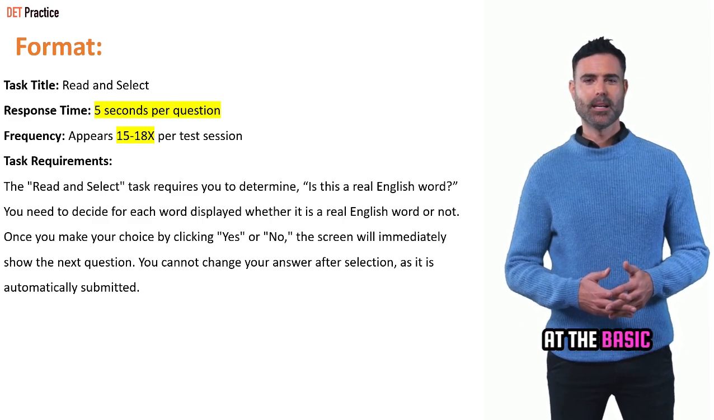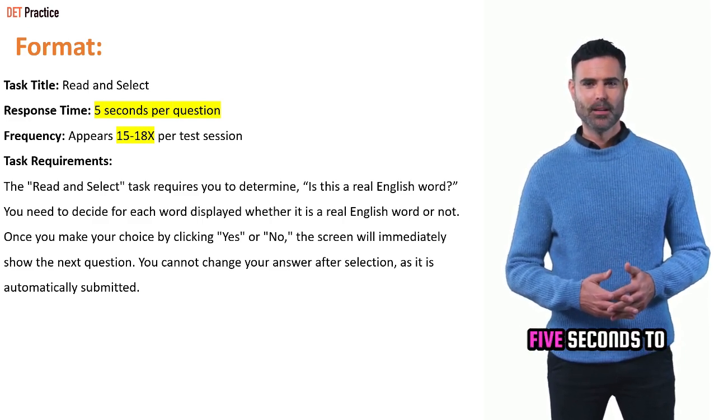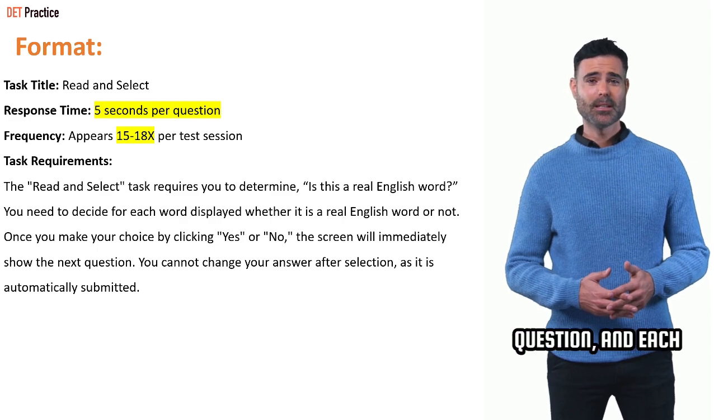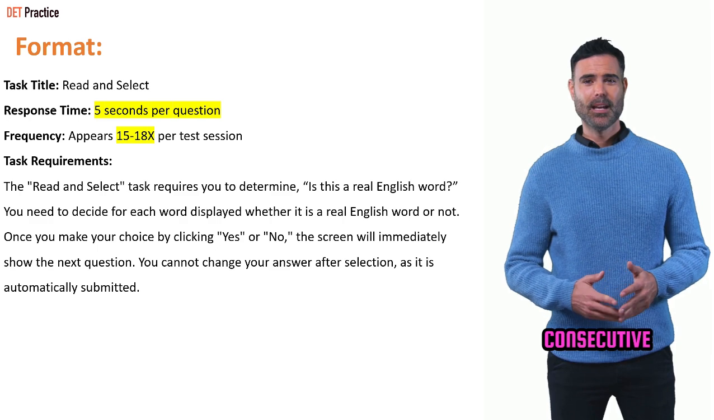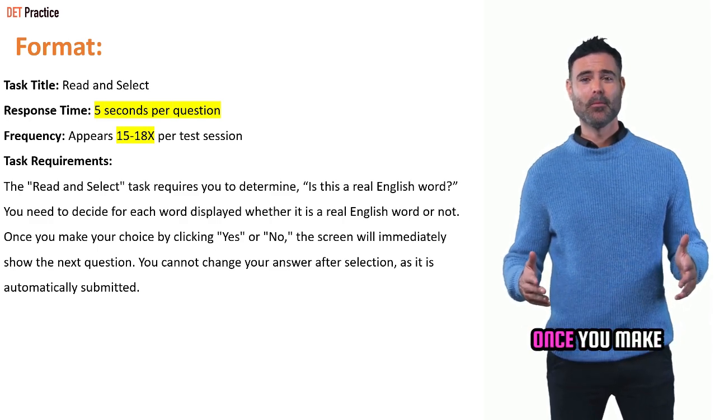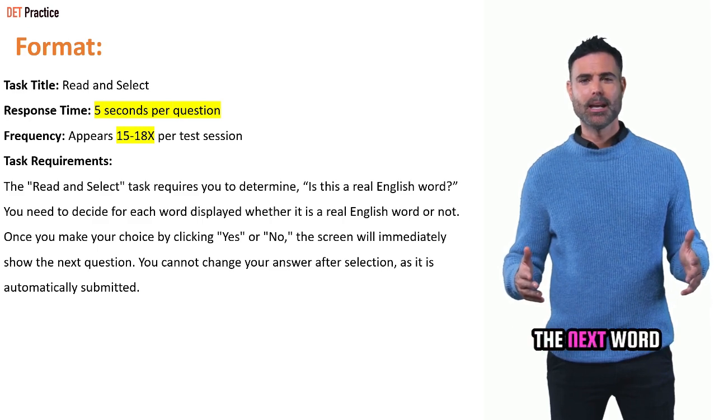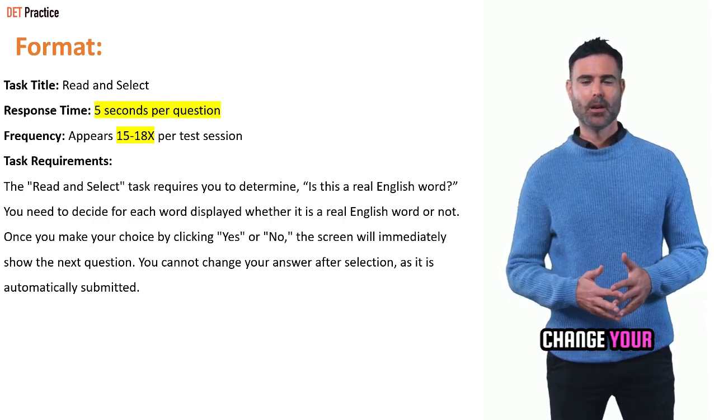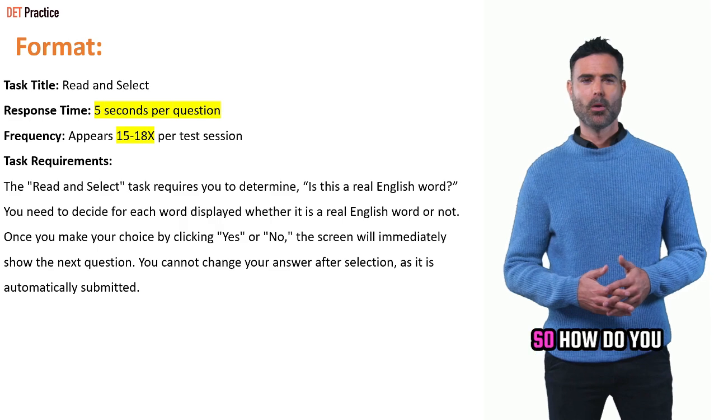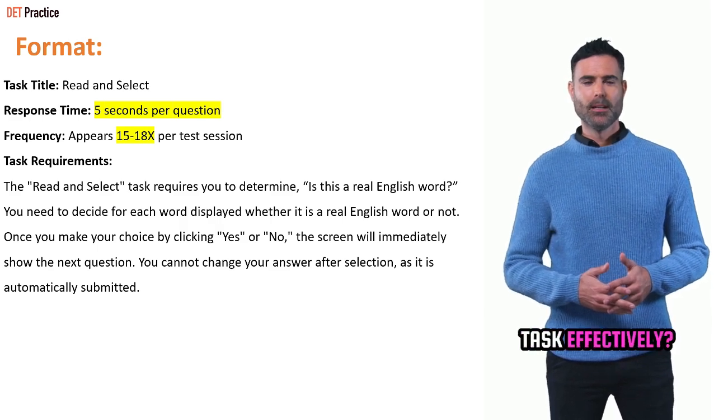Let's look at the basic information. You have just 5 seconds to answer each question, and each test session includes 15 to 18 consecutive questions of this type. Once you make your selection, the system immediately shows the next word, and you cannot change your answer after submission. So, how do you approach this task effectively?